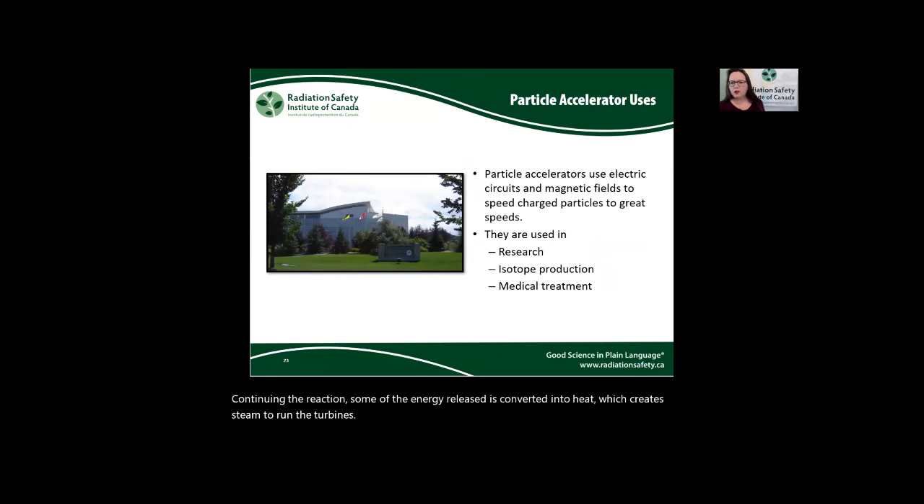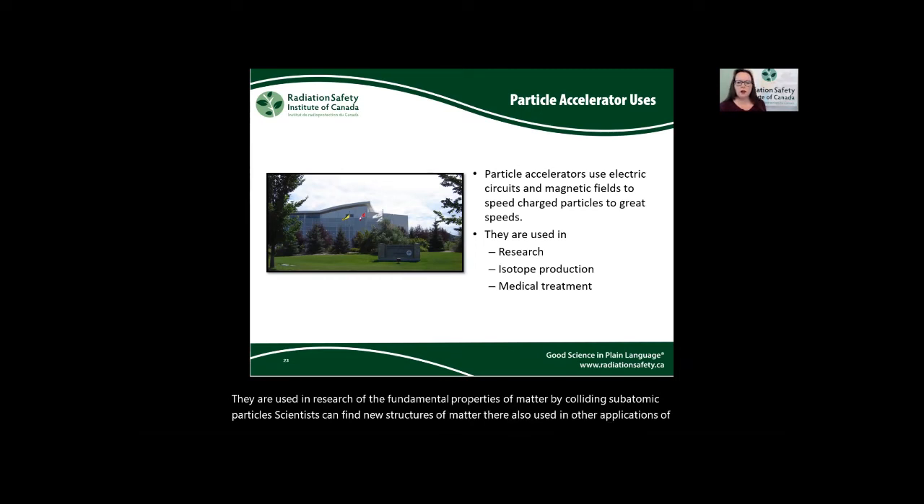Particle accelerators use electric circuits and resulting magnetic fields to bring charged particles to great speeds. They are used in research of the fundamental properties of matter. By colliding subatomic particles, scientists can find new structures of matter. They are also used in other applications of research.